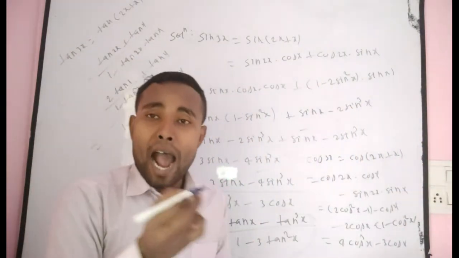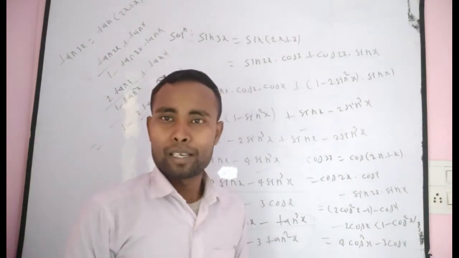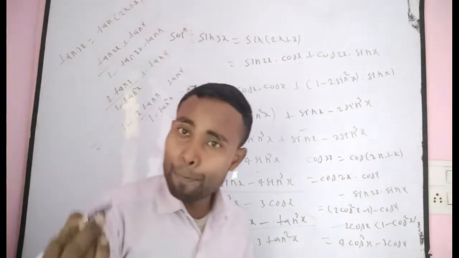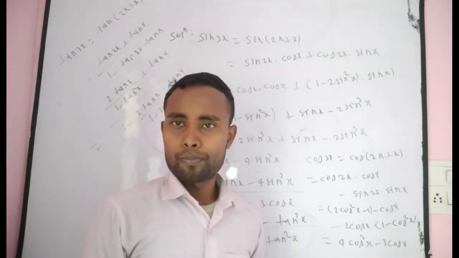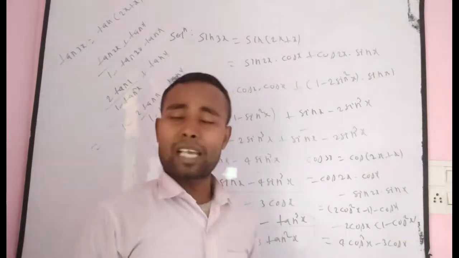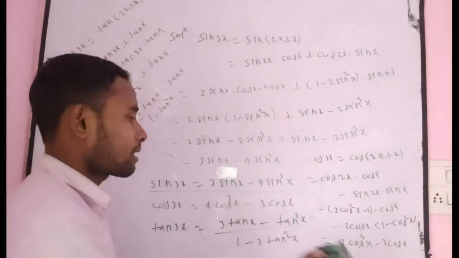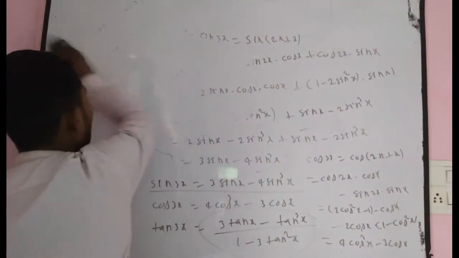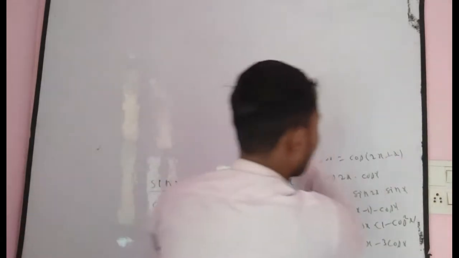Similarly, I write all formulas which are related to submultiple angle. In submultiple angle, simply you replace A by A by 2. Otherwise everything becomes the same. Now I also want to write the submultiple angle formulas, and the procedure to prove all these formulas is the very same.